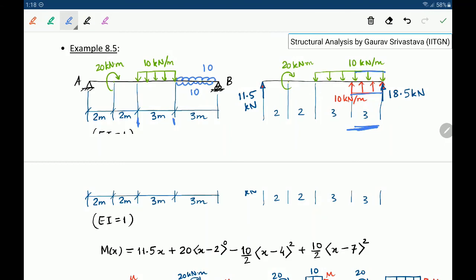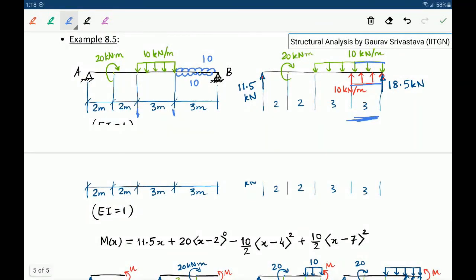Okay. And once we have done this, we can calculate the support reactions, and then we can write the expression for moment directly. So if you see, M of x becomes 11.5 times x. So again, the reference point is here, and x is starting from here. So this is 11.5 times x plus 20. Now 20 is a concentrated moment.